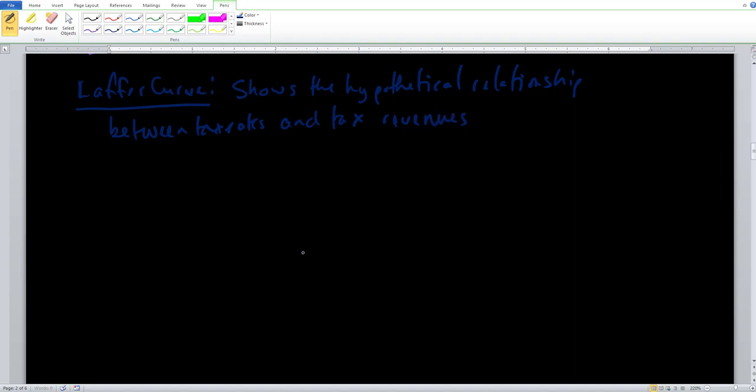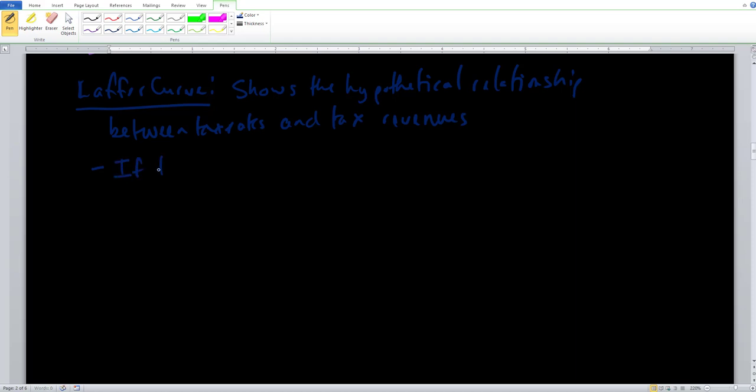So what type of relationship do you think, or what type of slope do you think our line is going to have under the Laffer curve? Well, it's going to take a few different shapes depending on what the tax rate is going to be. So let's build this up with a little bit of economic intuition. So suppose that we take two extremes right here.